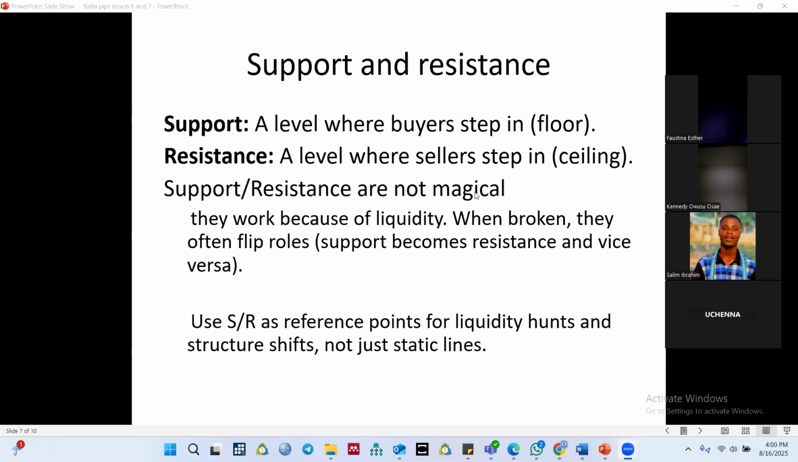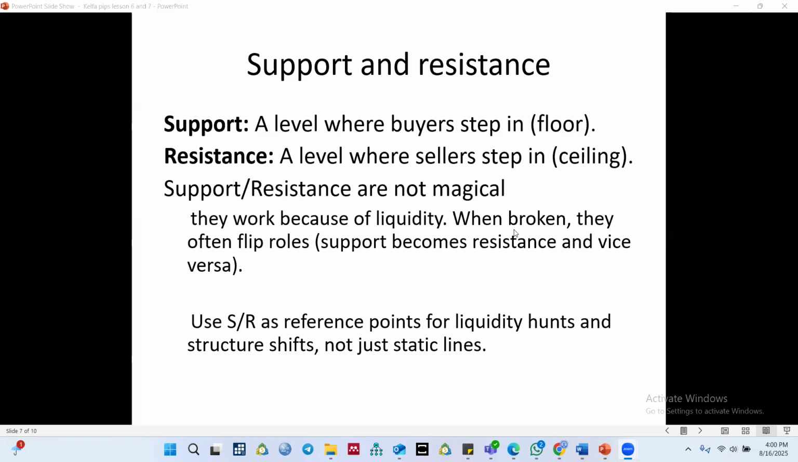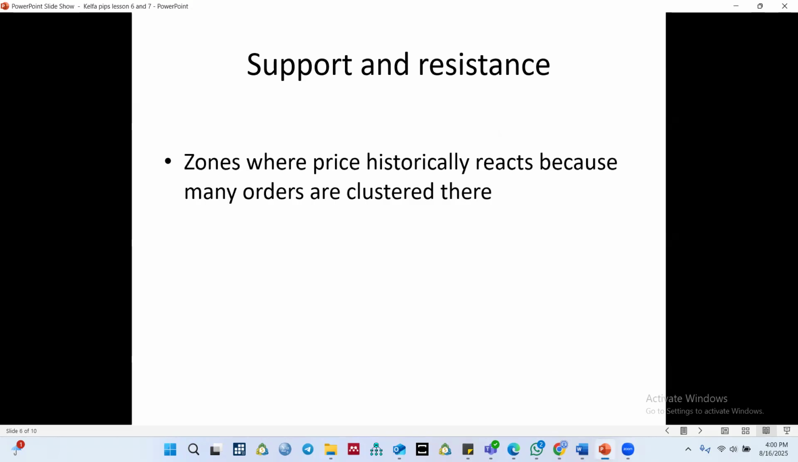So in this last session for today's class, we are looking at support and resistance. Look at support and resistance as zones where price reacts, because many others are packed around. So areas on the chart where people will be buying and selling.